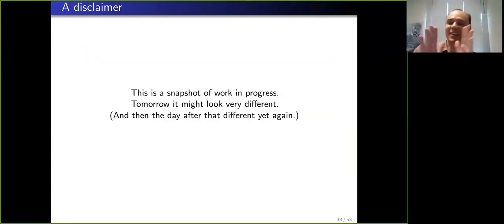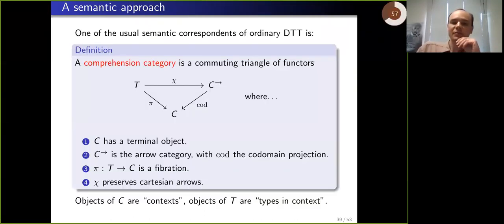Before I get into describing this, I want to put in a disclaimer that this is a snapshot of work in progress and of what it looks like right now. And moreover, it's what it looks like right now in my head, which might be different from what it looks like in Dan's and Mitchell's heads. So you shouldn't blame them for any of this. And it might change tomorrow, and it might change again the day after that. But I want to give you some idea of at least what this sort of type theory might look like and how we're thinking of modeling it in a comprehensible way.